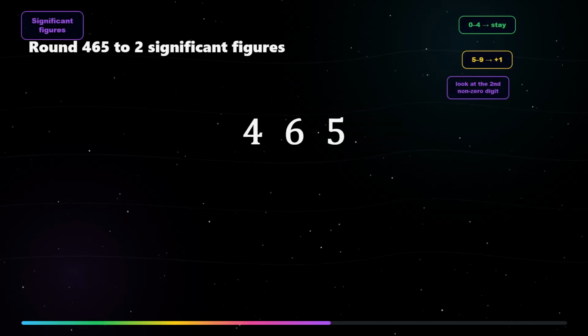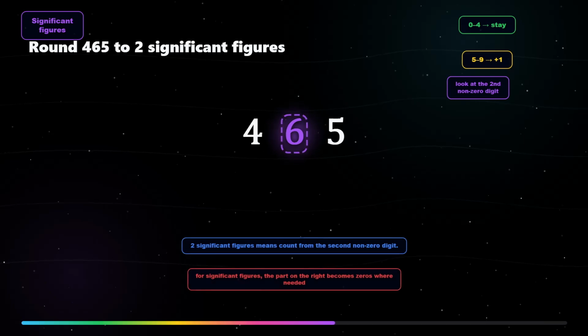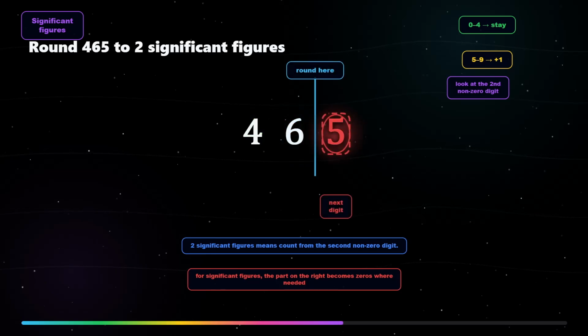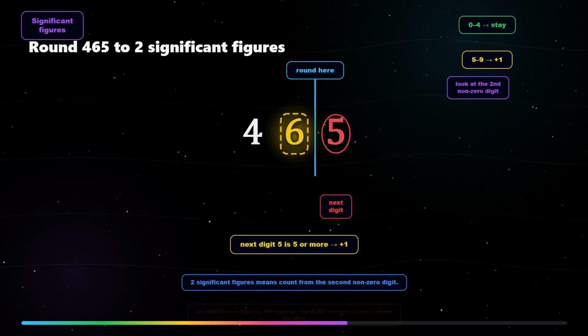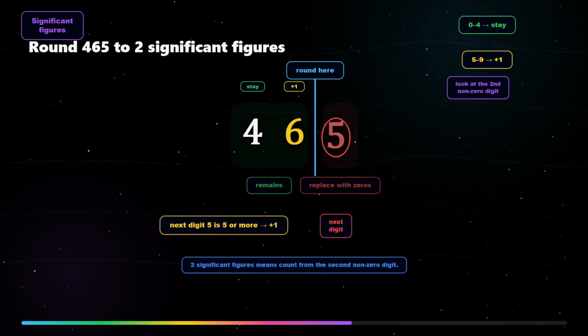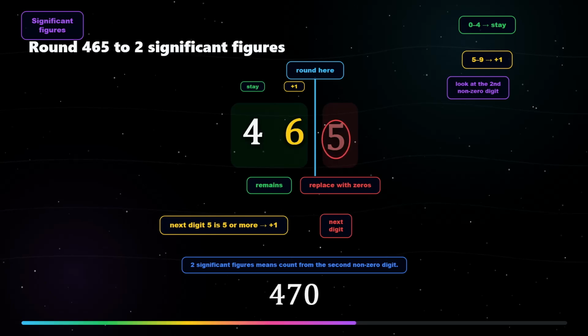Now round 465 to two significant figures. The first significant digit is 4. The second significant digit is 6. So we keep the 4 and the 6. The partition line goes after the 6. Now look at the next digit. The next digit is 5. 5 is 5 or more. So the 6 goes up by 1. 6 becomes 7. The digit after the partition line is replaced with 0, so 465 rounded to two significant figures is 470.